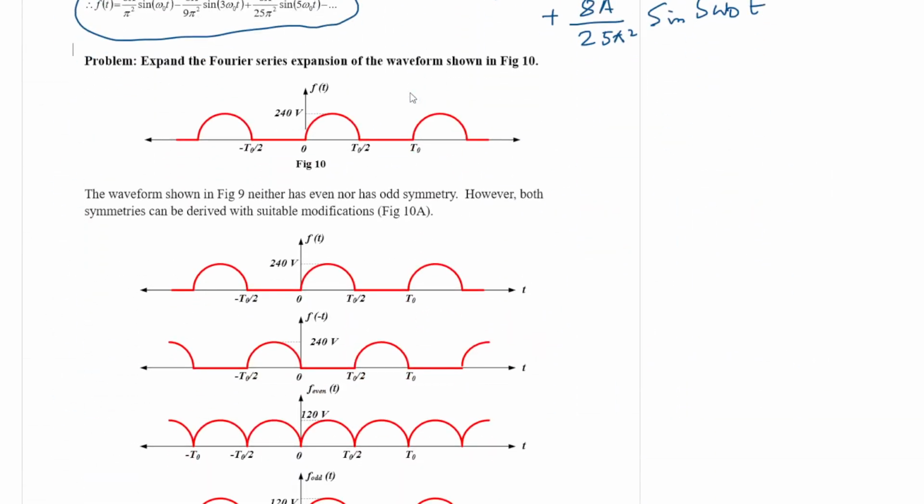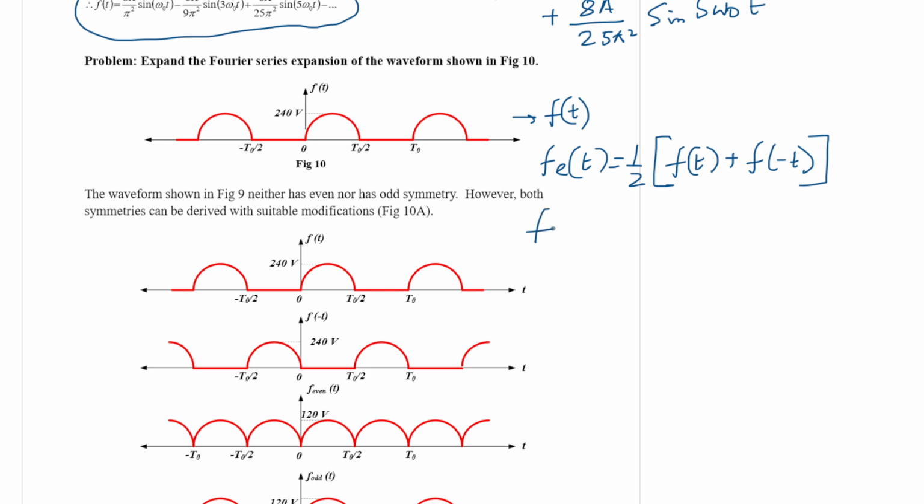Again we have a similar example. You see, this is a half rectified sine wave. This is a periodic function, but it possesses neither even symmetry nor odd symmetry. So this is the original function f of t. So you need to generate the even part of it by doing f of t plus f of minus t, halved, and you need to generate the odd part of it by using this equation.